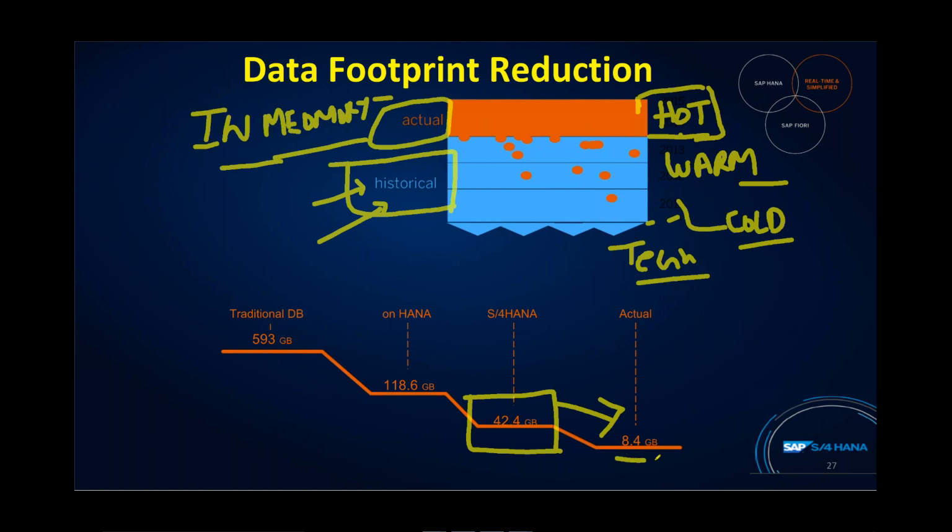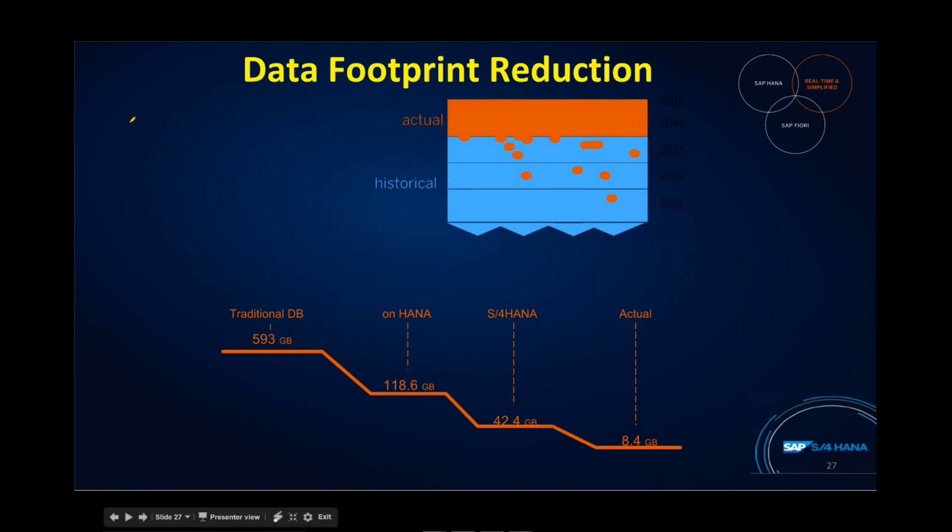Now, is there any simplification possible that we can reduce further from 8.4 GB? Yes, there are further simplifications available which can be done. I was working in a previous company on a project where we created a new data model on top of HANA. The data model which we created using HANA is called an event-oriented data model.